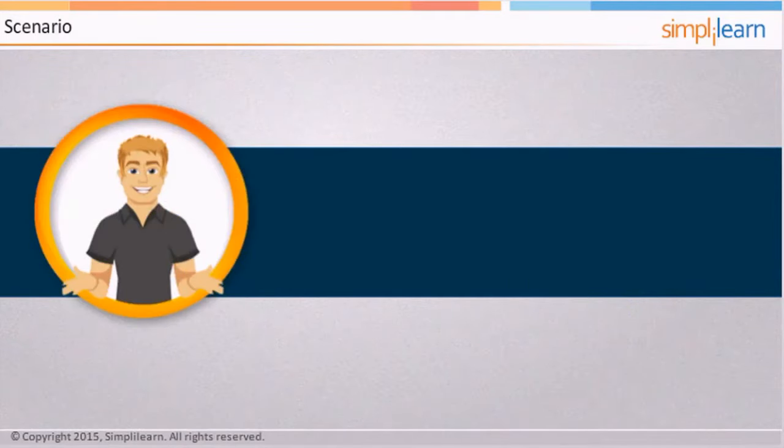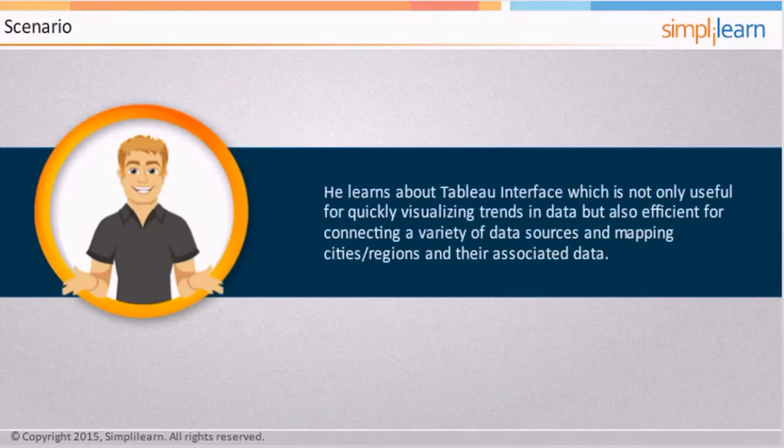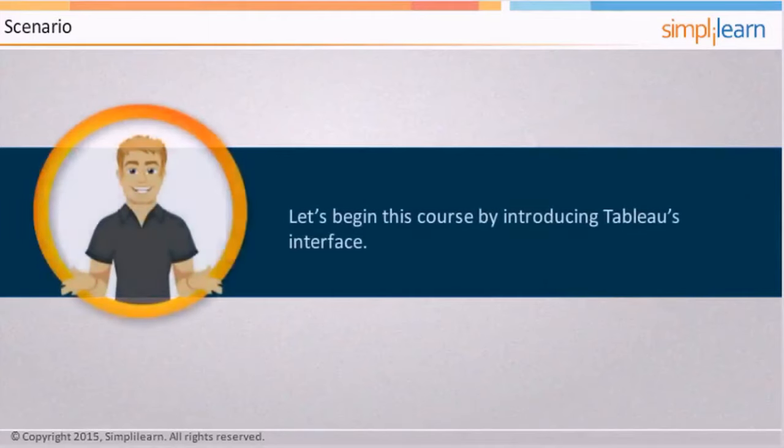To execute this detailed analysis, Alex decides to use a data reporting tool. He learns about Tableau interface, which is not only useful for quickly visualizing trends in data, but also efficient for connecting a variety of data sources and mapping cities or regions and their associated data. With the help of Tableau, he can easily gather the data he wants. Alex is new to Tableau. Therefore, he has been asked to familiarize himself with the Tableau desktop interface. So, let's begin by introducing Tableau's interface.